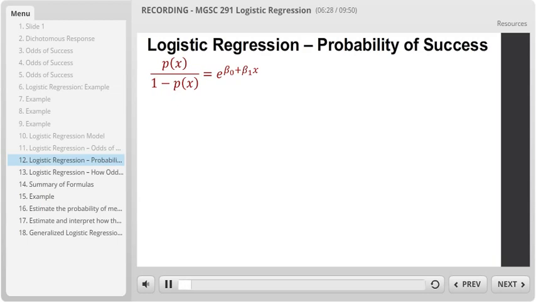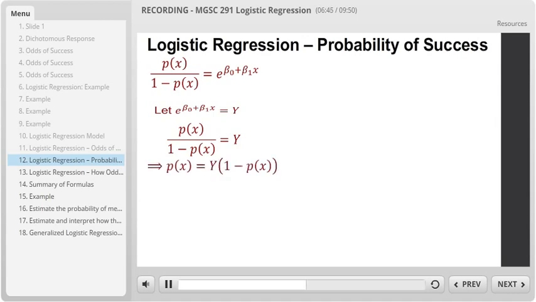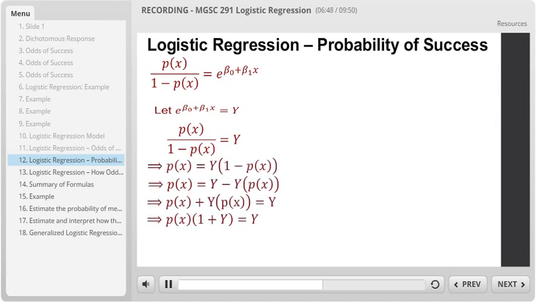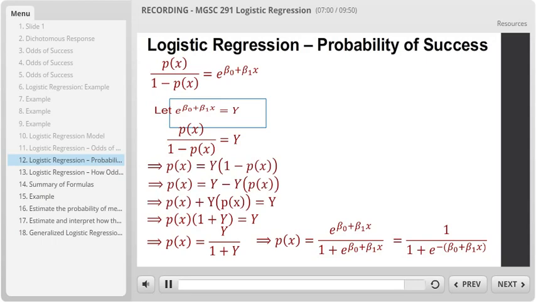Now let's express our equation in terms of probability of success. First, to make the algebra a little simpler, we will set the right side of the equation to y. So now we have p over 1 minus p equal to y. Next, we'll do a few steps of algebra until we get p of x on one side by itself. But remember that y is a placeholder for e to the power of beta naught plus beta sub 1 times x. Plugging back into y, we get our formula for estimating the probability of success at a value of x.